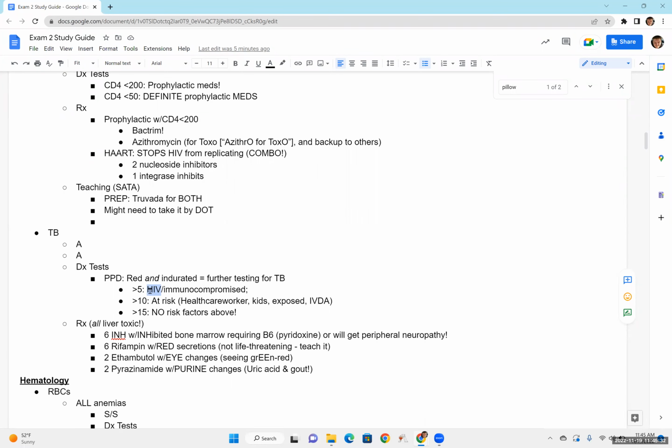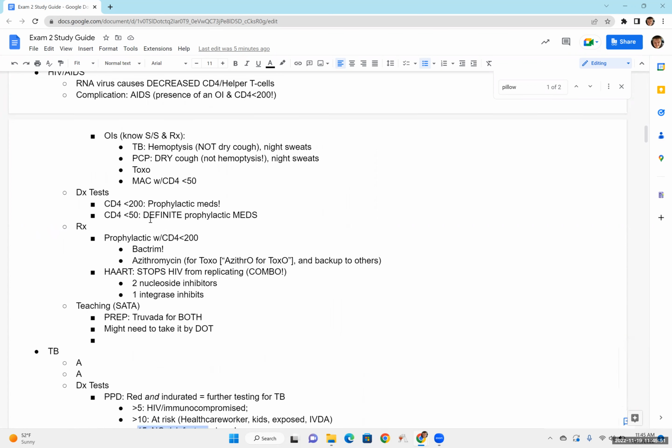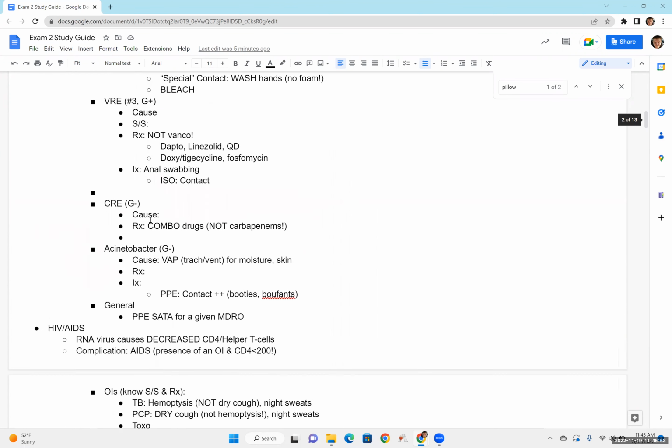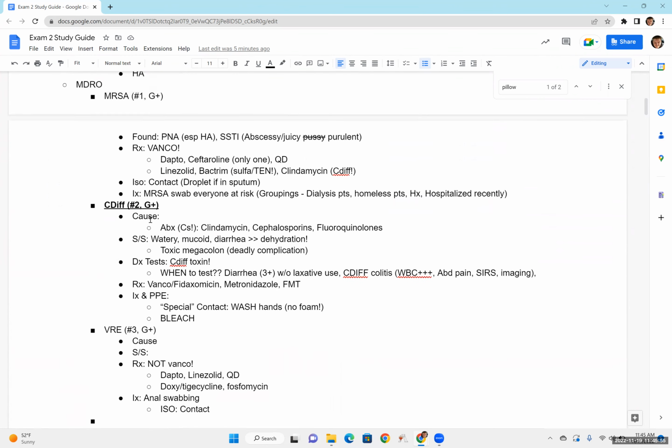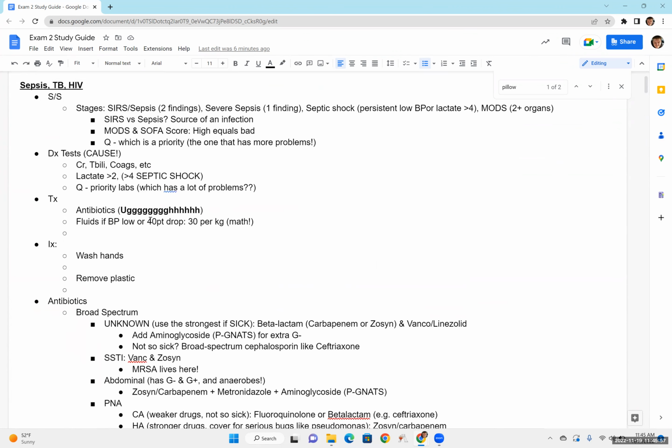But someone like us, that's an exposure at risk, right? Someone that works with these people, 10 or more is concerning, right? If you are not a nurse, there's no reason for you to be exposed, for you to have any risk factors. That's 15, right? HIV, AIDS, and then back to our MDROs and antibiotics.